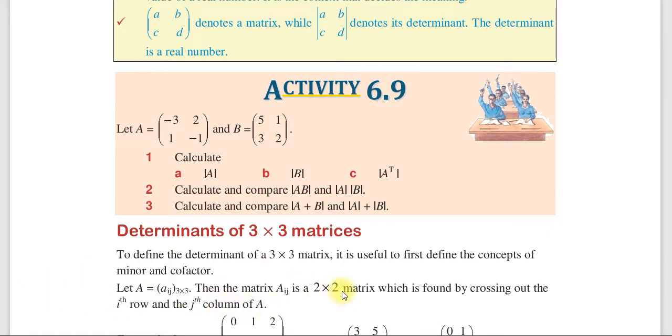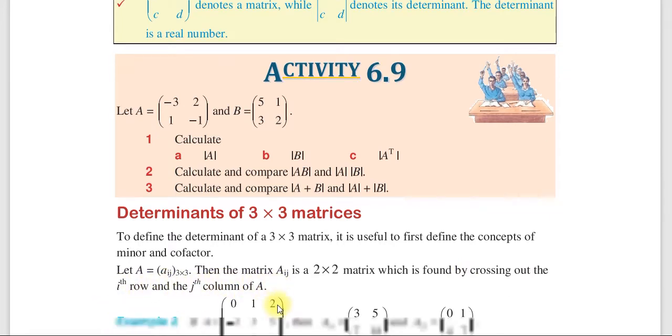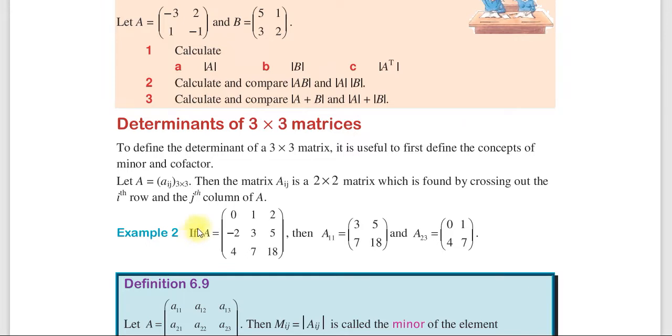Have you seen? መጀመሪያ ምንድነው የምናደርገው? The matrix Aij is 2 by 2 matrix which is found by crossing out the ith row and jth column of A. እንዴት ነው የምናደርገው? ለምሳሌ ይሁን if A which is equal to [0 1 2; -2 3 5; 4 7 18] ተብሎ ቢሰጠን then A11 ማለት [3 5; 7 18] and A23 ማለት ደግሞ [0 1; 4 7] እንደማለት ነው ይለናል። ይሄ እንዴት ነው የመጣው?